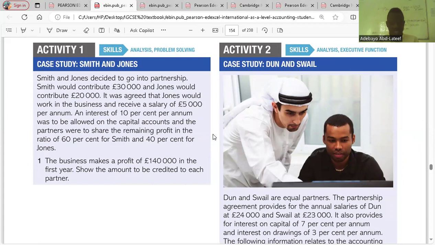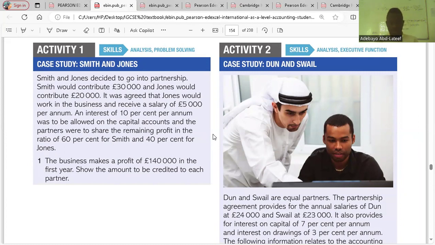The capital contributed was 30,000 for Smith and 20,000 for Jones. According to the notes, 10% interest should be given on each capital. So on the credit side of our current account, the first item is interest on capital. Interest on capital for Smith will be 10% of 30,000, which is 3,000. And for Jones, 10% of 20,000, which is 2,000. That's the first thing to be done.